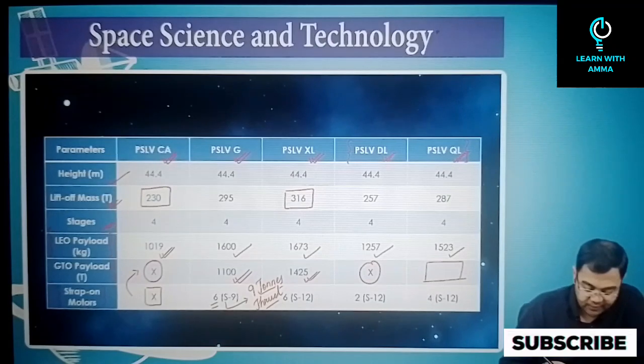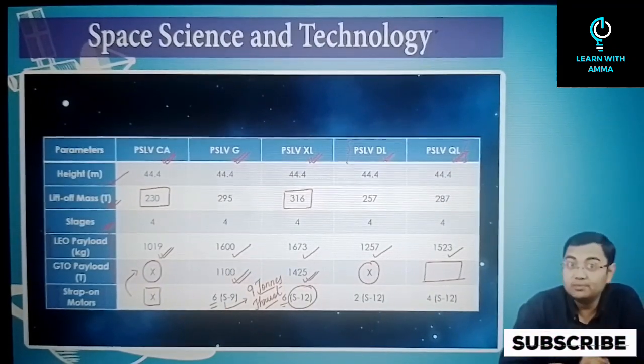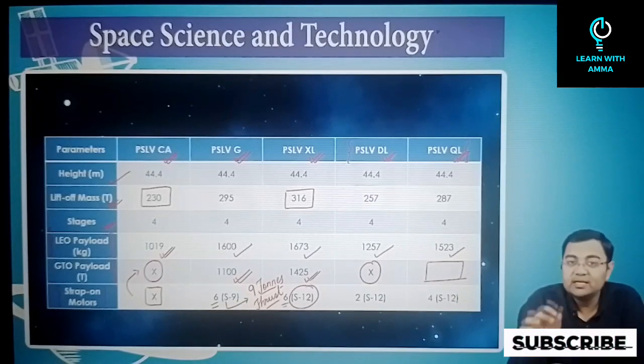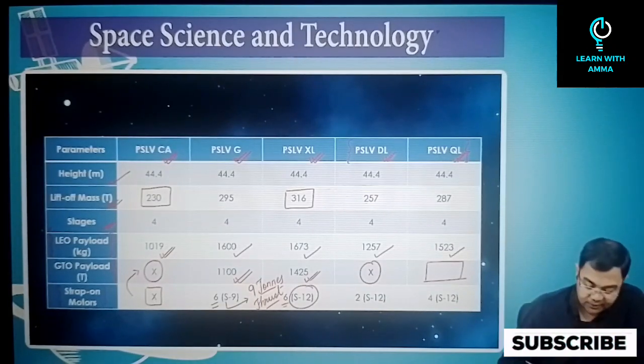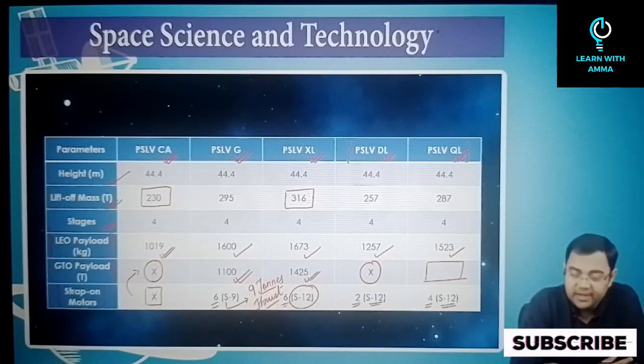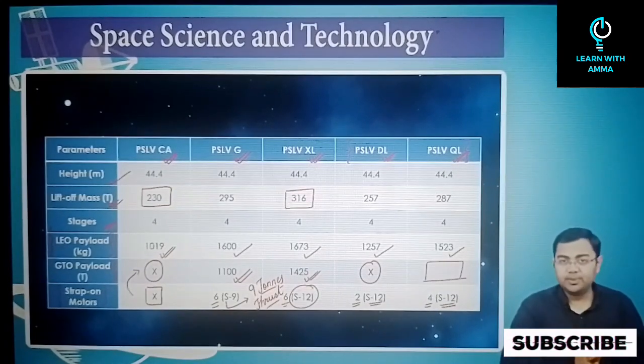Then after that XL variant, there are 6 motors of S12 variant, that is 12 tons of thrust can be provided by each of the strap-on motor. Then after that in DL you have 2 such motors of S12 variant, and for QL you have 4 such motors of S12 variant. So this is a basic comparison point between the different kinds of launch vehicles.